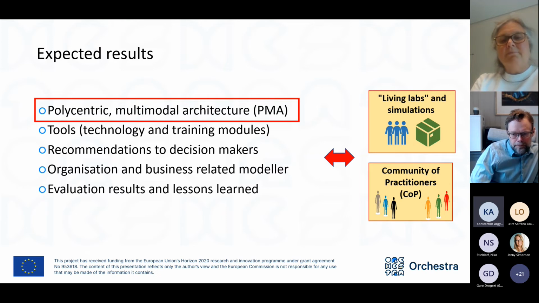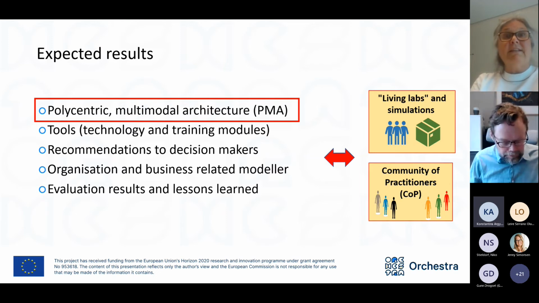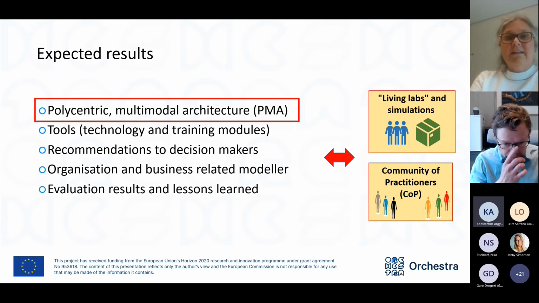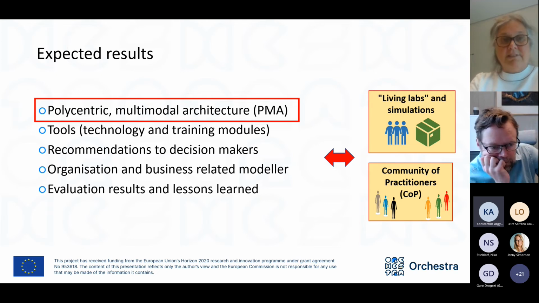And it's business-related models, more like value networks in this ecosystem that carry out the traffic management. And it's, of course, the evaluation results and lessons learned. And all these results will be supported by the living lab and simulations that I mentioned earlier. And it's also what we call the community of practitioners that are experts within relevant fields that are contributing by providing input, and also they are providing comments on intermediate results and such things.